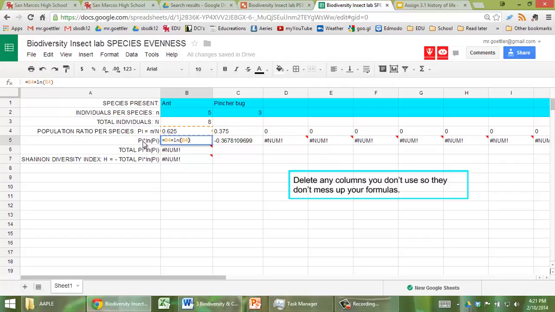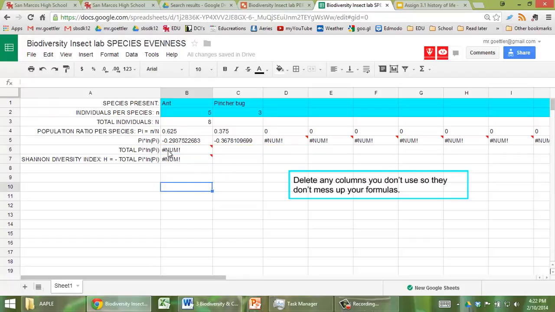Alright, so the equation just looks like this. We're taking the probability that any given individual will be an ant. We are multiplying it by the natural log of that probability. So whatever we have in cell B4, we're multiplying it times the natural log of what's in B4. And it gives you a number.